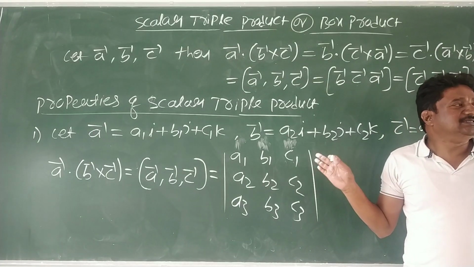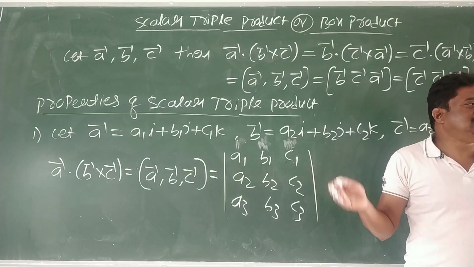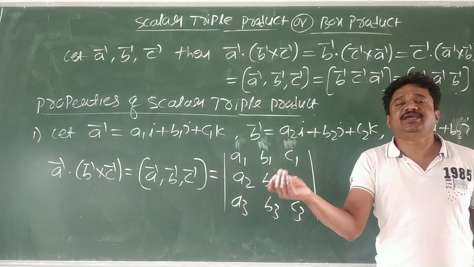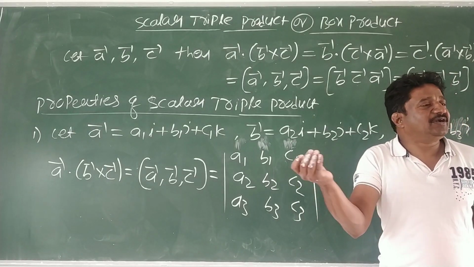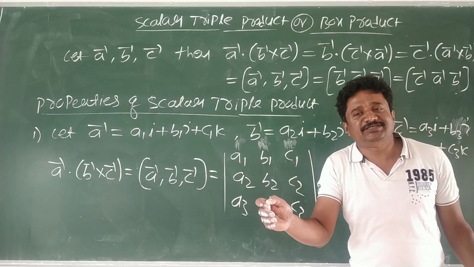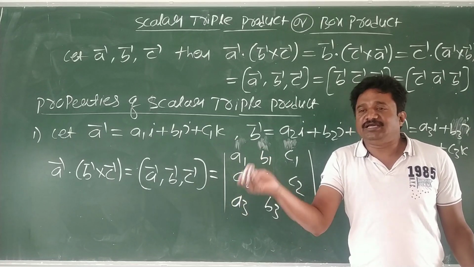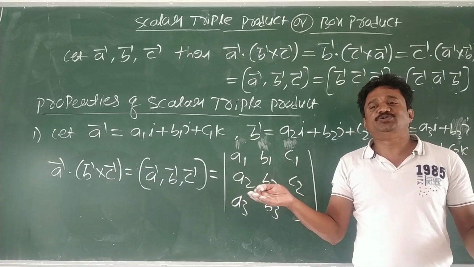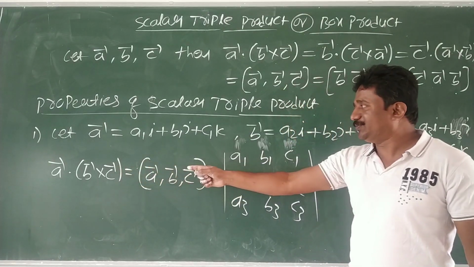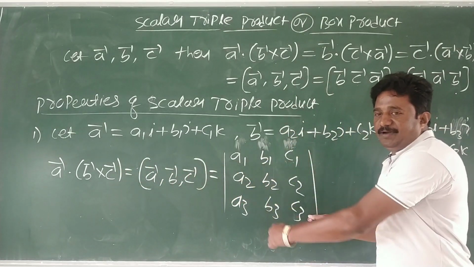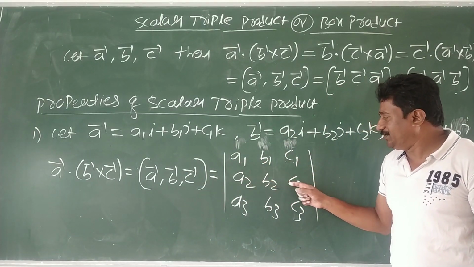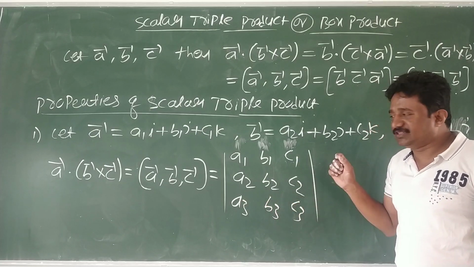Because it is a scalar quantity. If IJK are present, it should be a vector quantity. What are IJK? Unit vectors. Unit vectors are nothing but directions. If IJK are present, directions are present. Directions are present means it becomes what? A vector. But this is not a vector. I hope you understood. So first property: that is a third order determinant, A1, B1, C1, A2, B2, C2, A3, B3, C3, right?